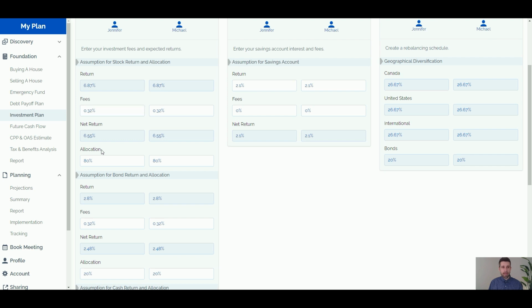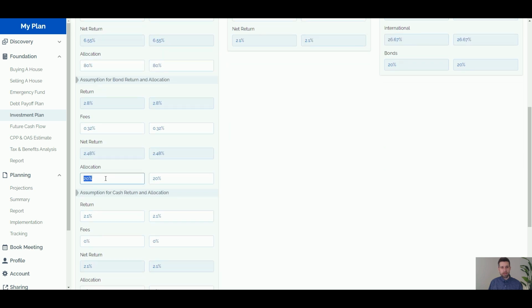We also want to enter the asset allocation. So even though Jennifer's risk profile was 75-25, 75% stock equities, 25% bonds fixed income, in this case, they're using an all-in-one exchange-traded fund, ETF, which has an asset allocation of 80-20. So what they've done is they've entered 80% of their overall stock and bond allocation in stocks, and 20% in bonds fixed income.